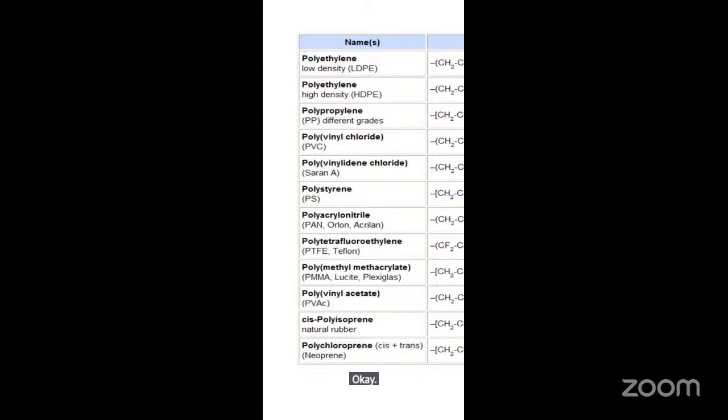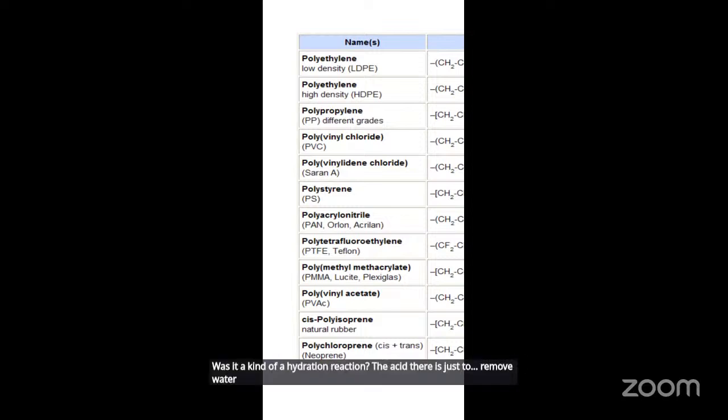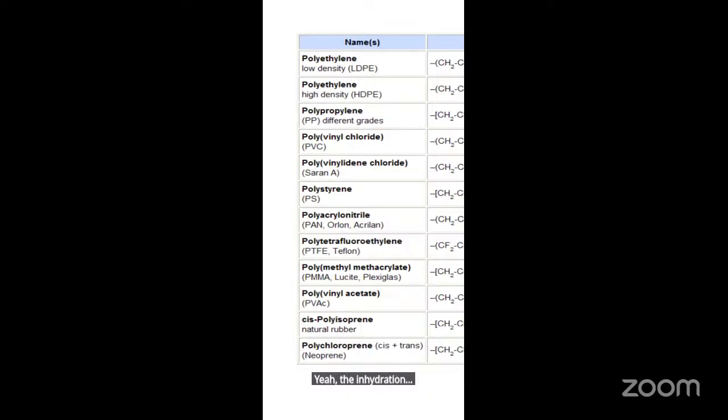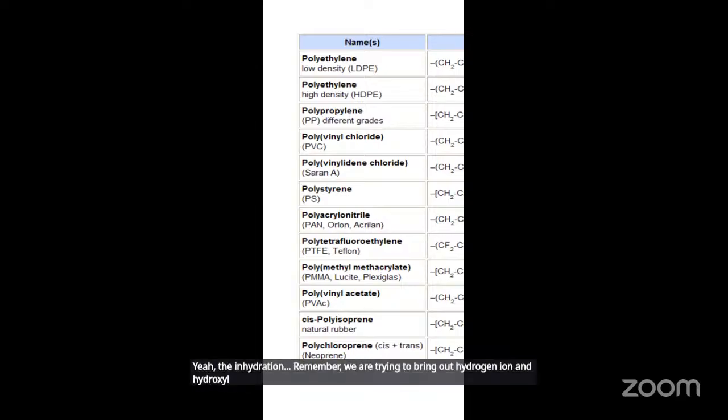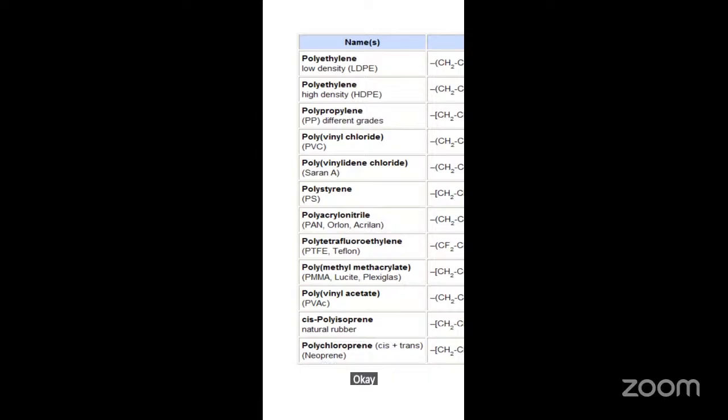Okay, Nkiru. In the addition reaction, when we talk about addition of H2SO4, I didn't get that clear. I think it was water, a kind of hydration reaction? The acid there is just to remove water, or what? In hydration, remember we are trying to bring out hydrogen ion and hydroxyl ion. They cannot come without a catalyst hastening the reaction. So the sulfuric acid is acting as a catalyst.